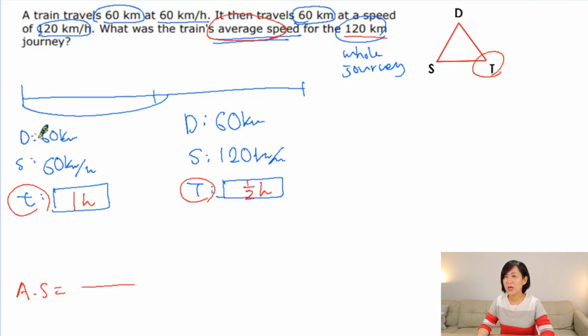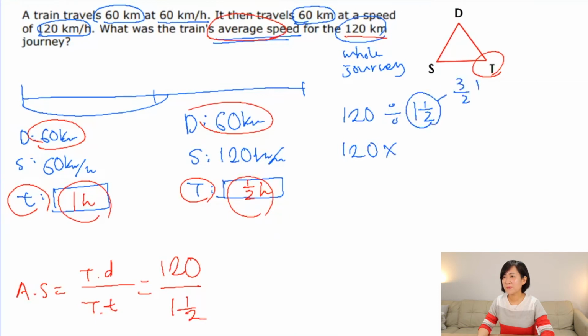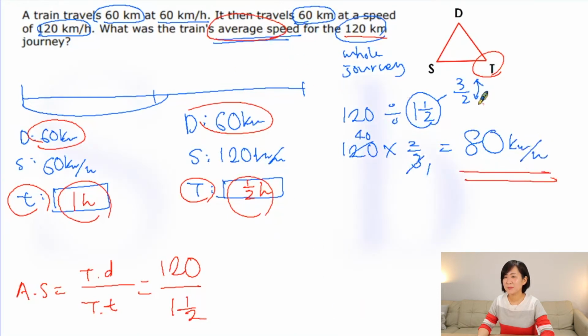So our total distance is 60 add 60, that makes 120. Then our time is 1.5 hours. Now let's calculate: 120 divided by 1.5. So now you change this into an improper fraction and flip over. So 2/3, then simplify it. Then you've got 40 times 2, 80. Kilometers per hour is our average speed of the whole journey.